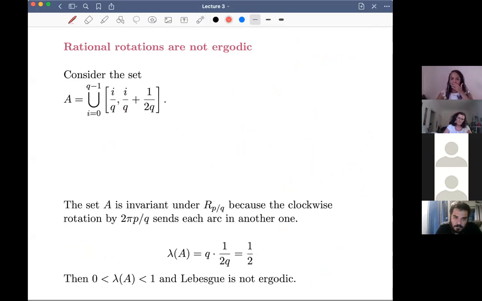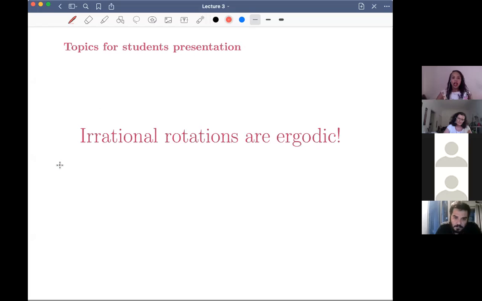Okay, so this is just the generalization that I just did. Well, irrational rotations are ergodic. And that's where we can see the difference in the dynamics, because for invariant measures, we didn't see the difference. We showed that Lebesgue measure is invariant for all the rotations. But the rotations are quite different.